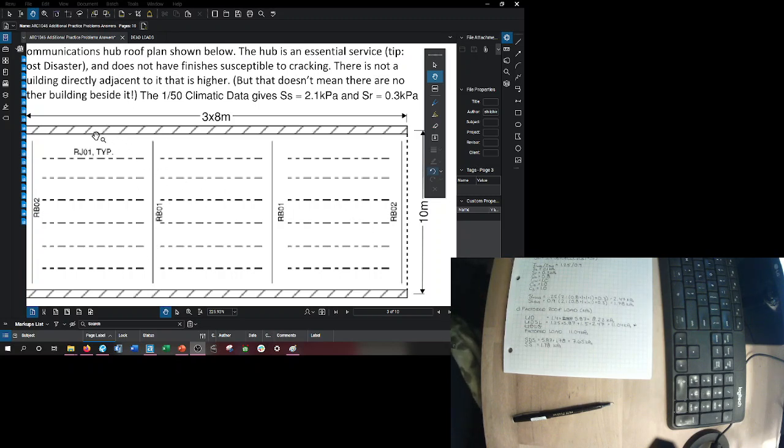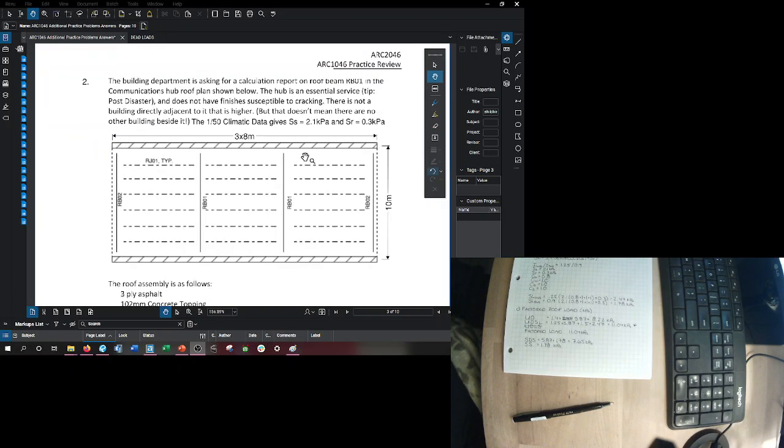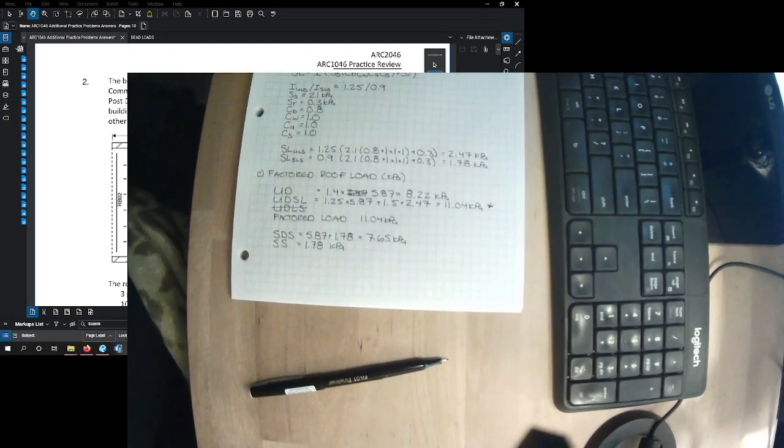This RBO1 looks like it's picking up half of the load that these RJO1s would apply to it, and half of the load from these RJO1s. That is 8 meters, and that is 8 meters. So 4 meters from this side would load up this beam, and 4 meters from this side would load up this beam. So it seems like we're saying it has a tributary width of 8 meters.